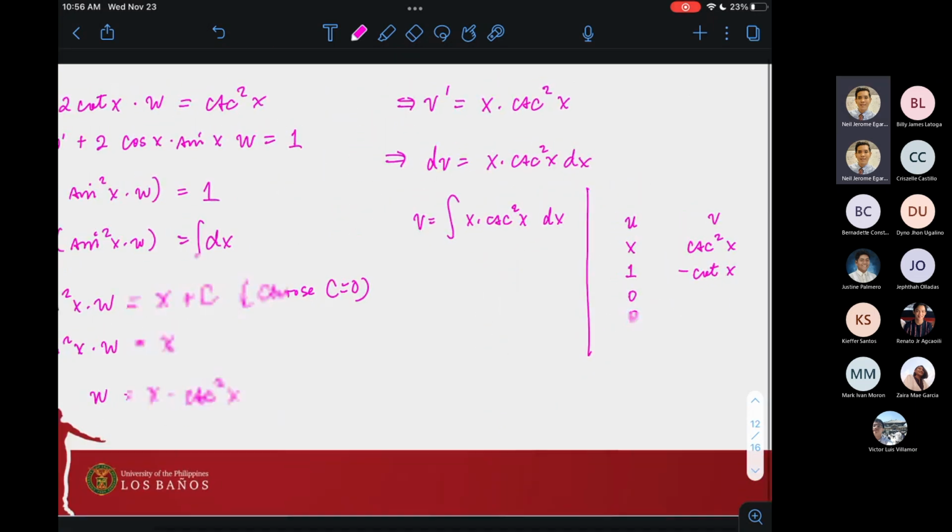Hold on. Double check. Tama ba yung ano? W equals x cosecant squared x, no? Okay, thank you, Kiefer. I think that's this guy. You're referring to this, okay?